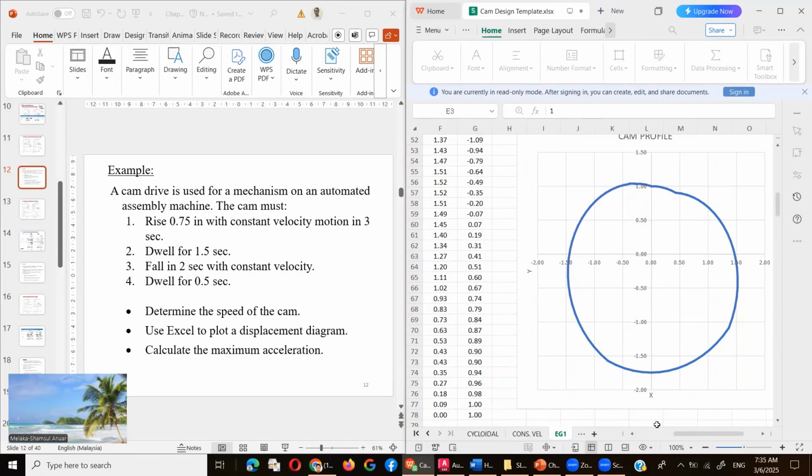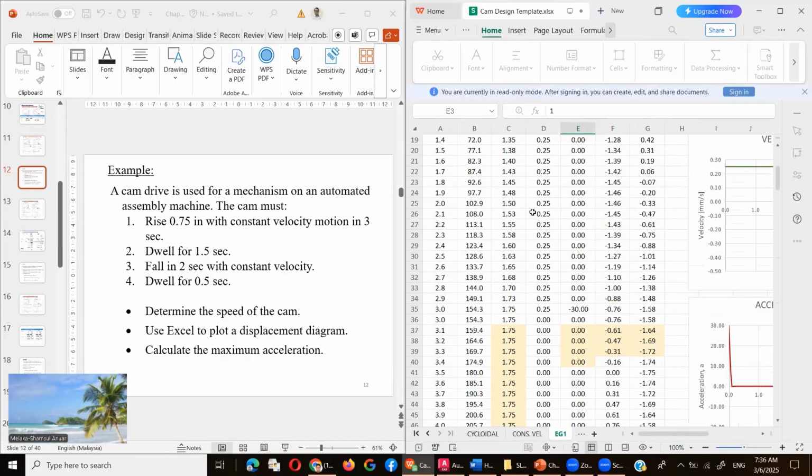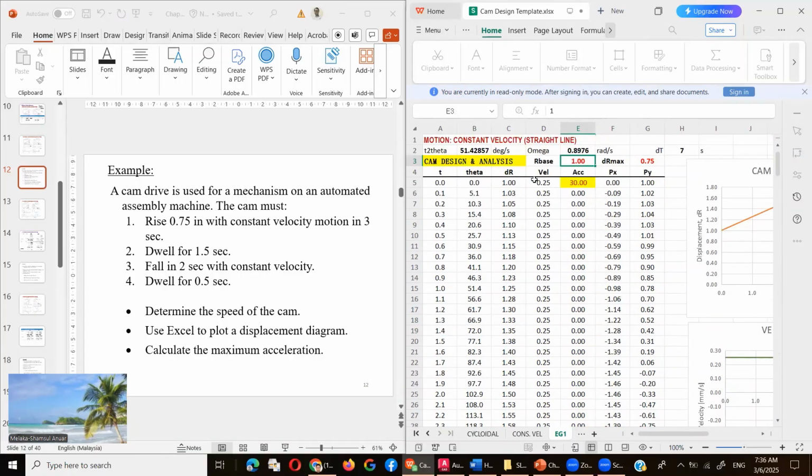And so we just have to put that equation right into that. All right.